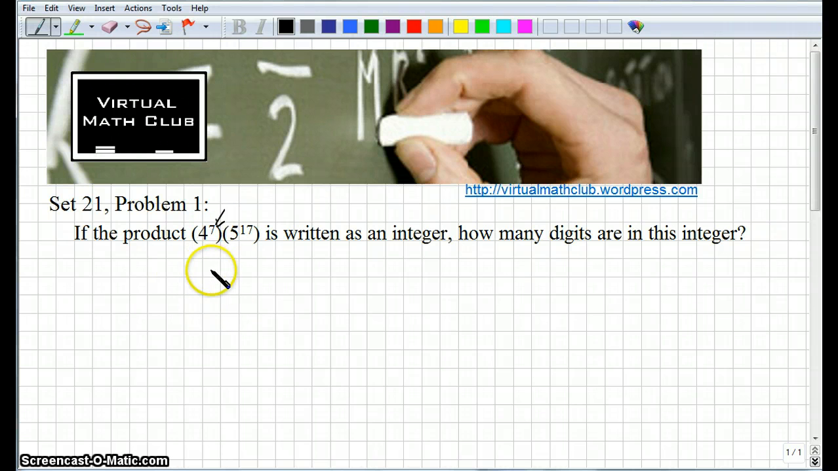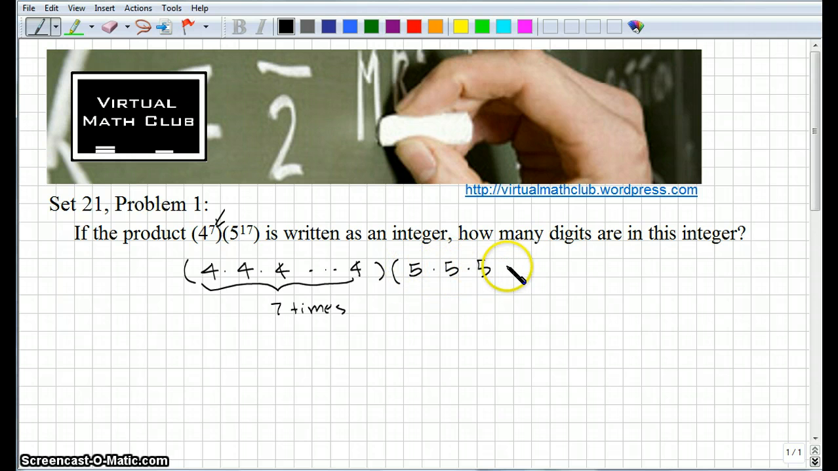So 4 to the 7th just means 4 times 4 times 4, dot dot dot, times 4, 7 times. I could write all 7 pretty easily, but I'm just going to write it this way. And I'll put this in parentheses. Then 5 to the 17th just means 5 times 5 times 5, dot dot dot, times 5, 17 times.